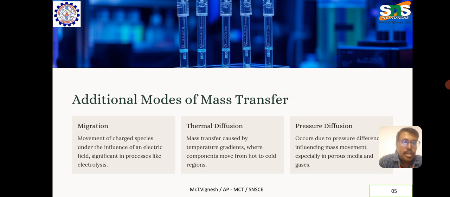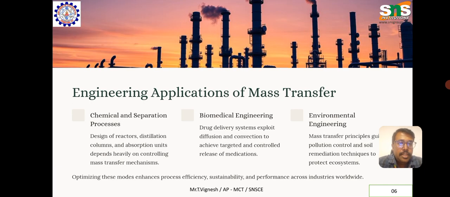There are additional modes of mass transfer, like migration and thermal diffusion. Migration is the movement of charged species under the influence of an electric field, as in electrolysis. In the electrolysis process, an anode and a cathode are there, and they are charged by the electric field, so the movement of particles takes place. Thermal diffusion is caused by temperature gradients, where components move from hot to cold regions. And due to pressure differences, mass movement also takes place.